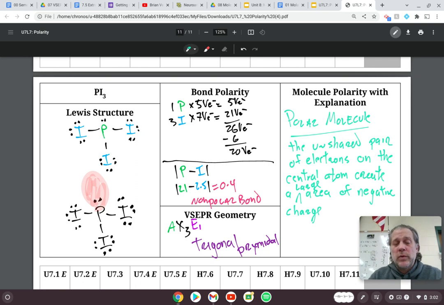And so there you have it. We've gone through 4 or 5 examples about how to use bond polarity and the shape of the molecule to help you identify whether or not the molecule is polar or not.